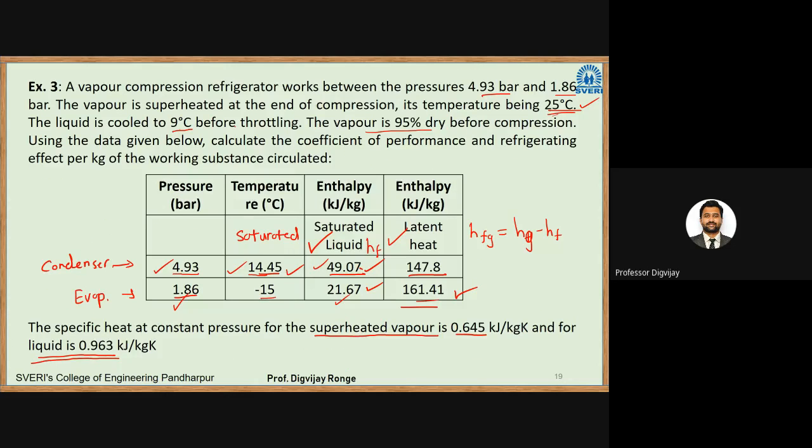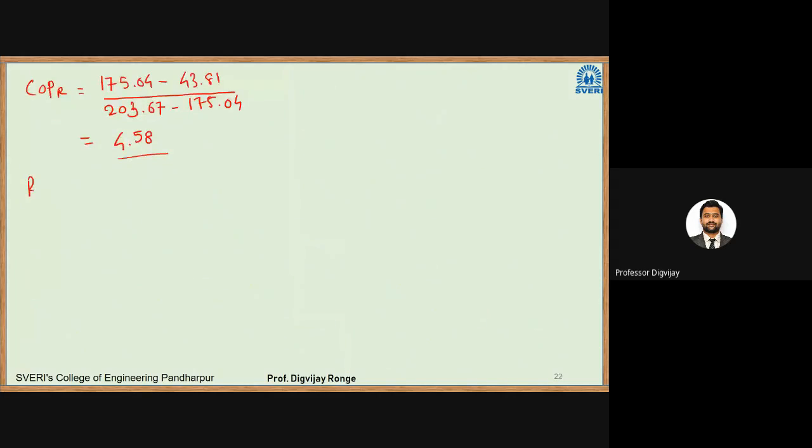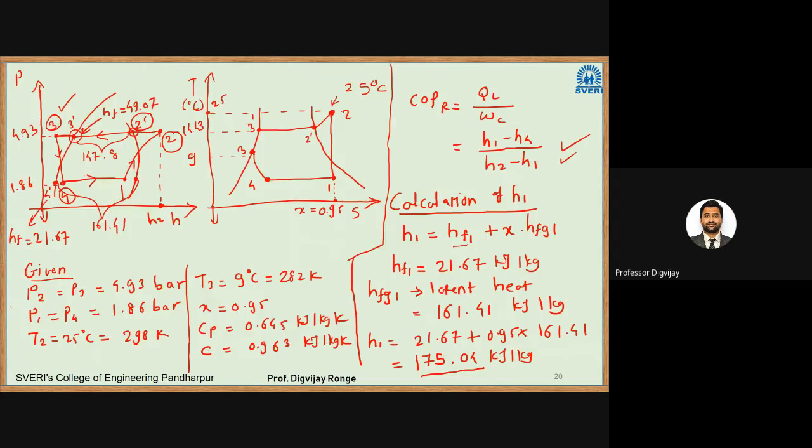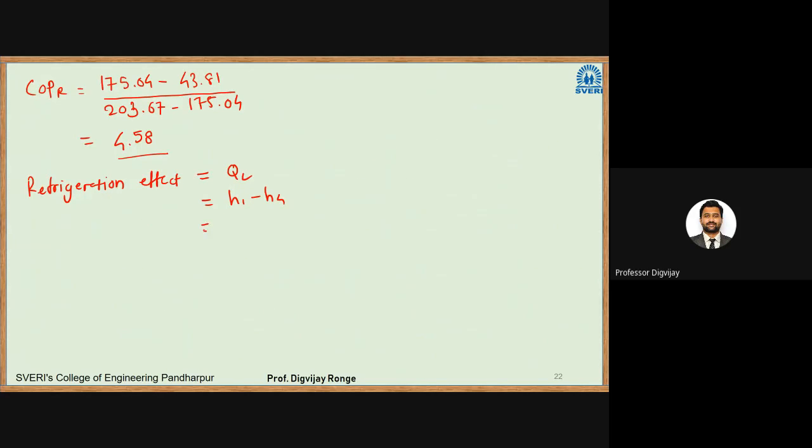So they have asked to calculate the coefficient of performance and refrigerant effect per kg of working substance circulated. So refrigerant effect is nothing but the heat extracted in the evaporator, so that we are notifying it as QL. So that is equal to H1 minus H4. Those who are new, please look at this pH diagram. If you take the enthalpy difference at 1 and at 4, that is the heat extracted, that is QL. So that is nothing but our refrigeration effect. So calculate this. This will be our numerator only.